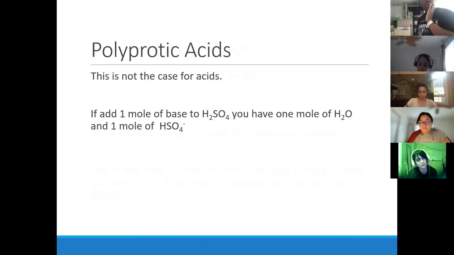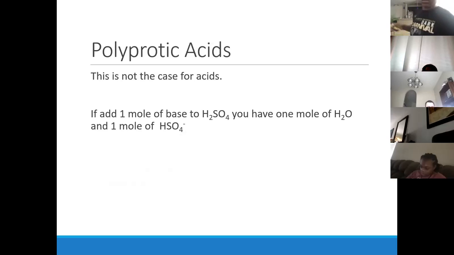On the other hand, if I have an acid, a polyprotic acid, polyprotics mean that there is more than one proton that acts as an acid. If I have H2SO4 and I add 1 mole of base to it, if I have 1 mole of base and add that to 1 mole of H2SO4, I'm going to end up with 1 mole of water and 1 mole of HSO4 minus.